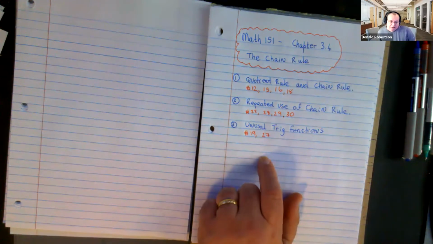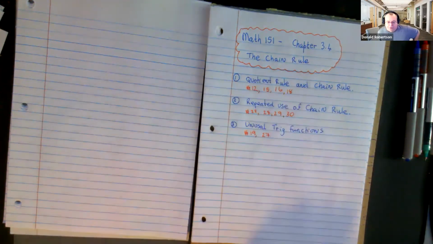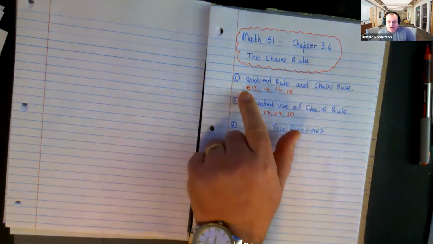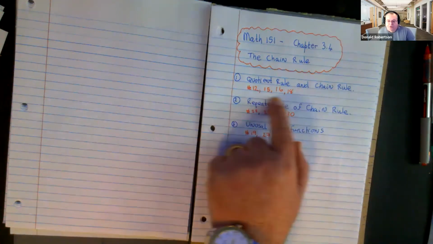This is, in my opinion anyway, one of the most important rules you're going to learn. So, what kind of chain rule questions are we going to look at today? Well, we're going to look at quotient rule ones. Here's 4 questions that use the quotient rule with a chain rule.